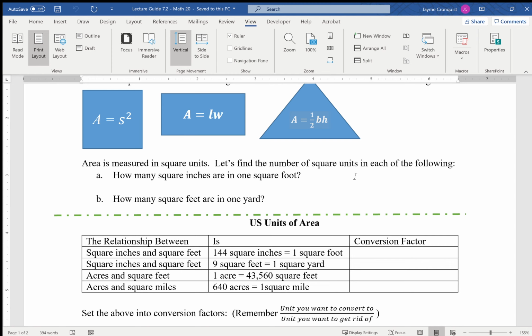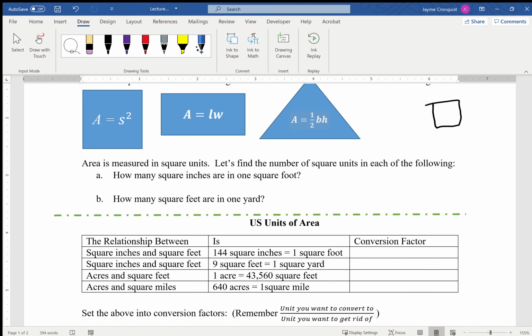Well, the thing with 1 square foot, I'm going to draw a little sketch up here. If this is 1 square foot, then each side is actually 12 inches long, right? So 1 square foot is going to have 12 times 12, or 144 square inches.